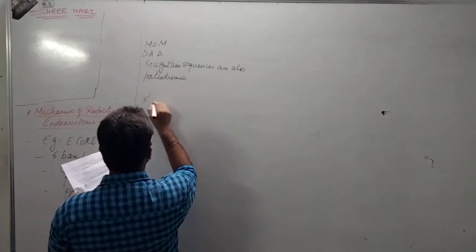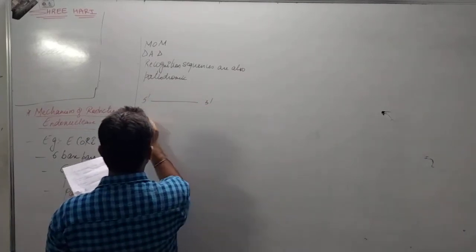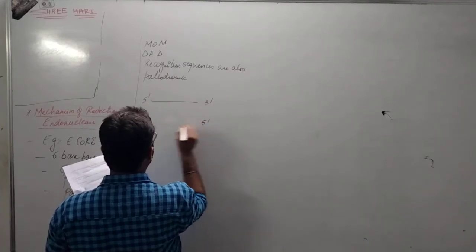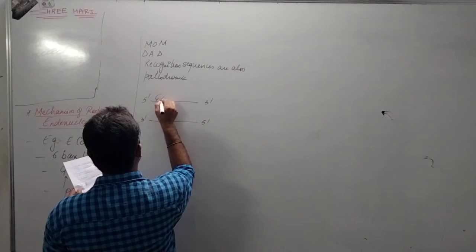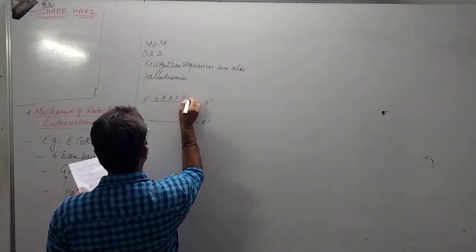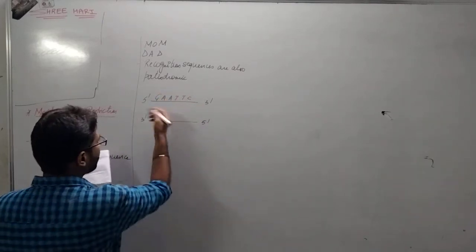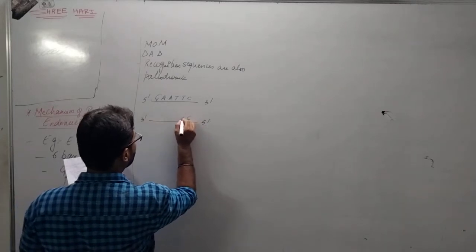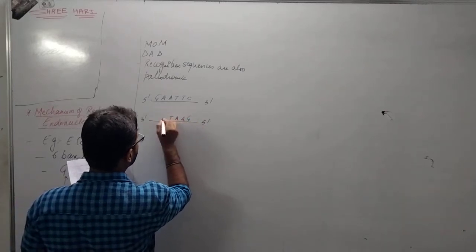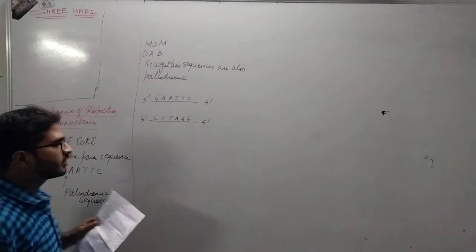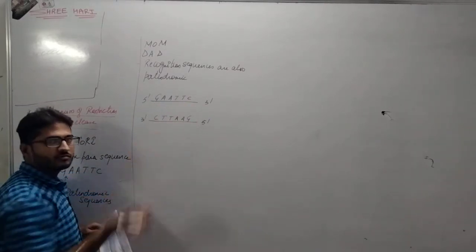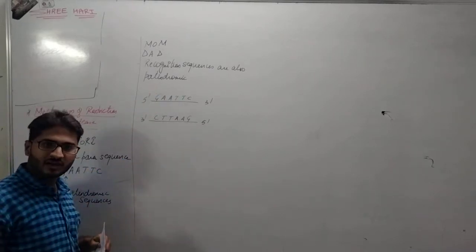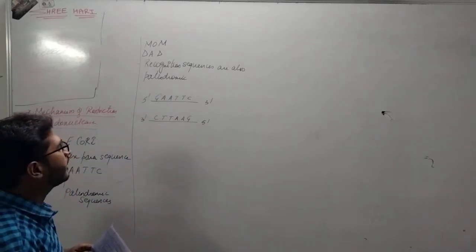Let us take this example, GAATTC. This is the 5 prime end and this is the 3 prime end. The complementary strand would be 3 prime to 5 prime, and its sequence read 5 prime to 3 prime is also GAATTC. This is again an example of a palindromic sequence.